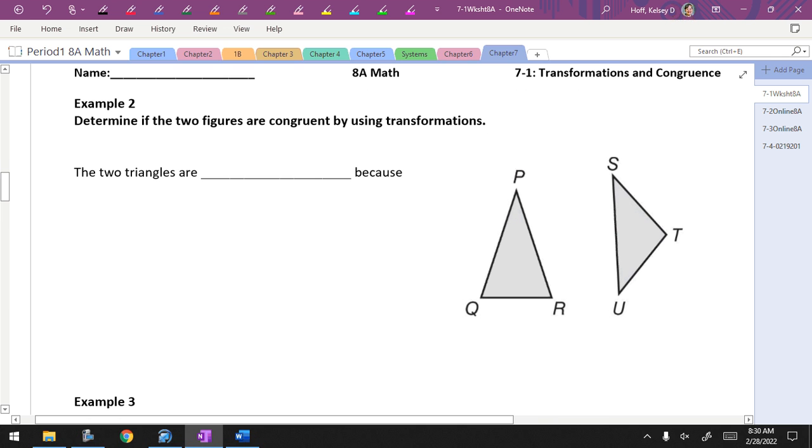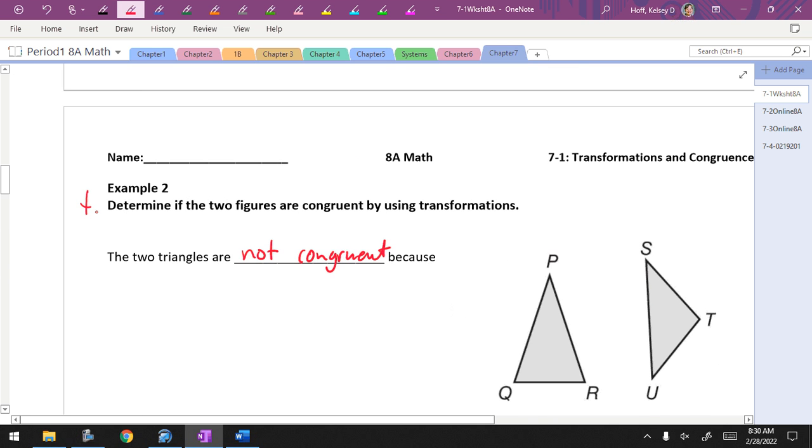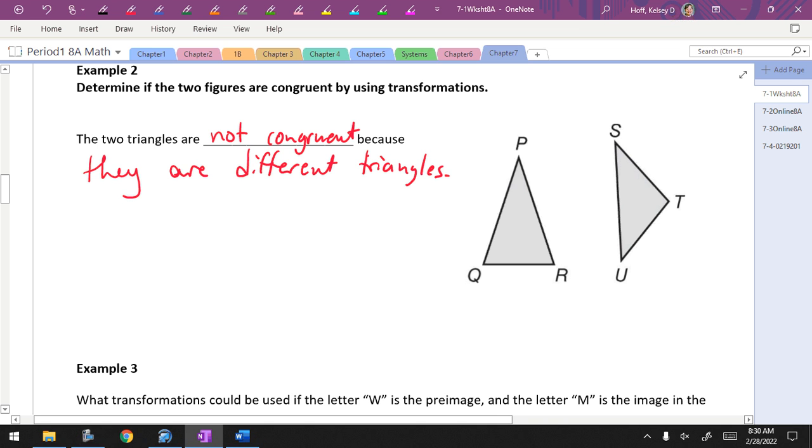Are those two triangles congruent? Why not? Yeah, they're both triangles, but they don't look the same, do they? So the two triangles are not congruent. They are not the same because they are different triangles. They are not congruent. It doesn't matter if you rotate, if you reflect, if you translate. It doesn't matter those things because they're two different looking triangles.